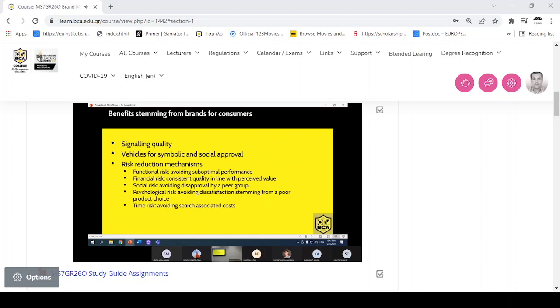So again, this is another way of representing more or less the same by Aaker. So let's keep it. What kind of benefits stem from brands for consumers? First of all, the signaling quality. There's a massive difference between a branded product and a private label, no-name product. They are vehicles for symbolic and social approval, and most importantly, the risk reduction mechanisms. And there are various levels of risk.